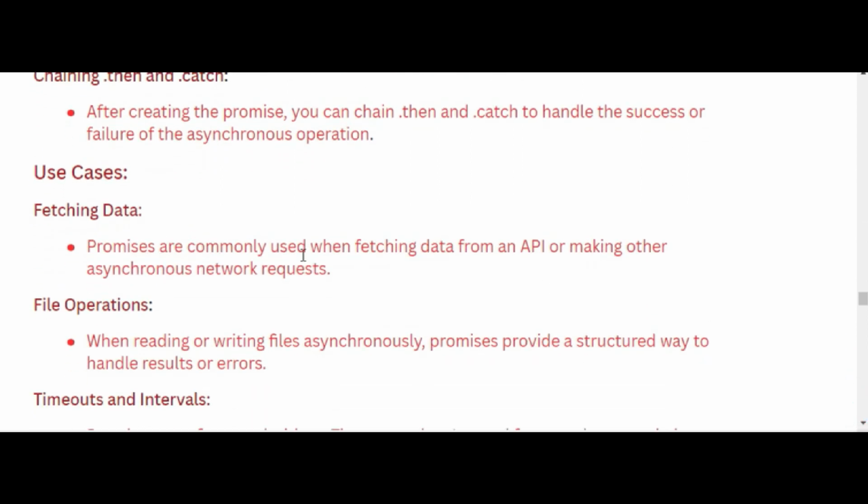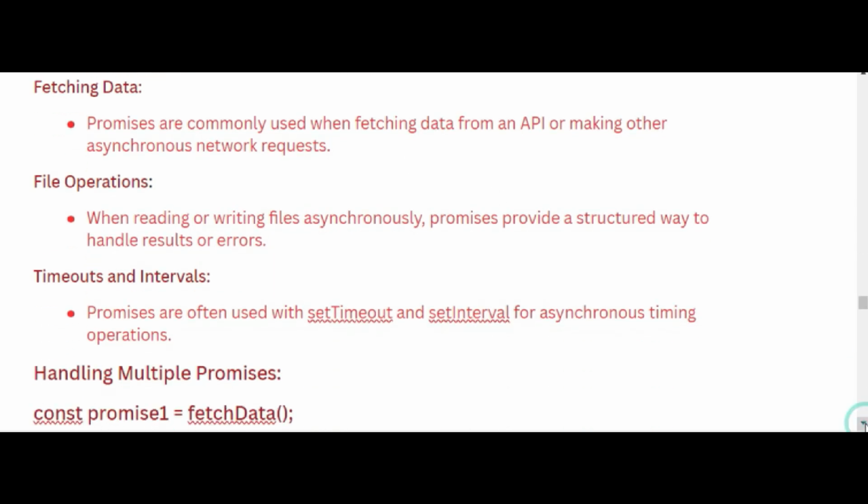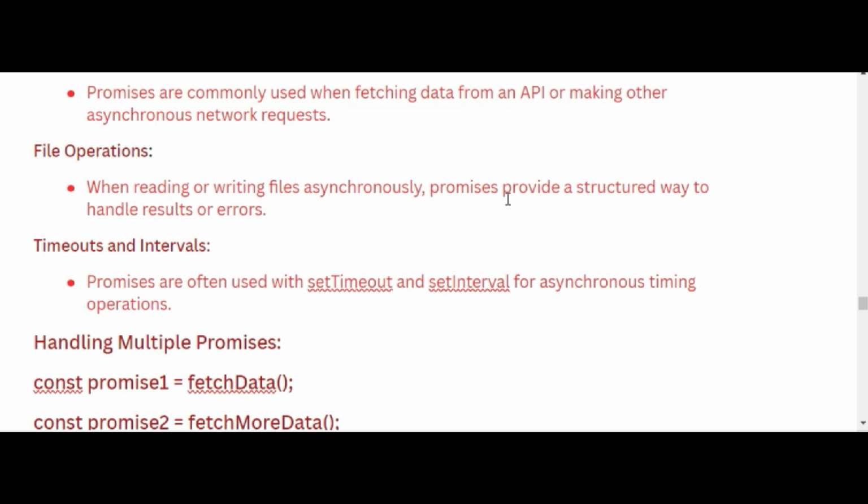Use cases. Fetching data: promises are commonly used when fetching data from an API or making other asynchronous network requests. File operations: when reading or writing files asynchronously, promises provide a structured way to handle results or errors. Timeout and interval: promises are often used with setTimeout and setInterval for asynchronous timing operations.